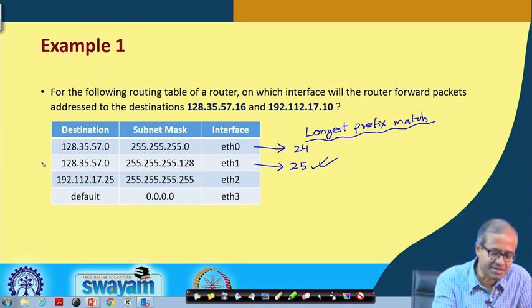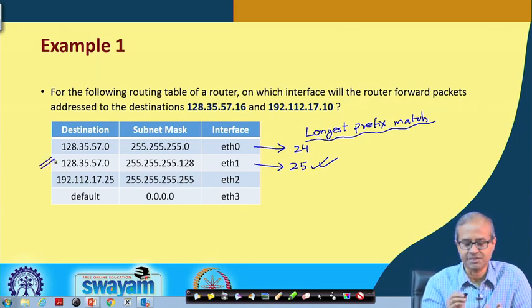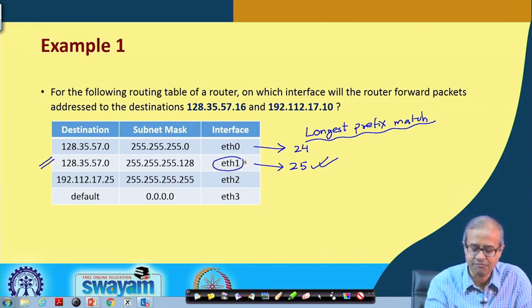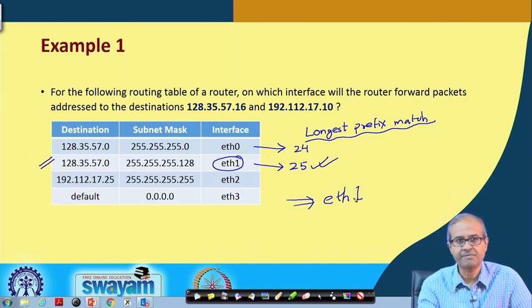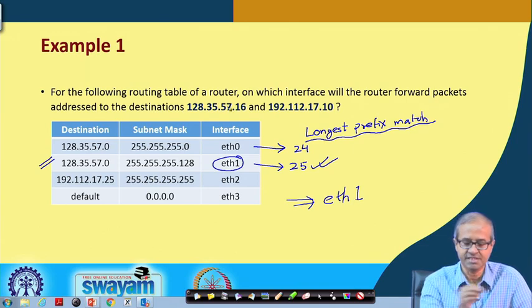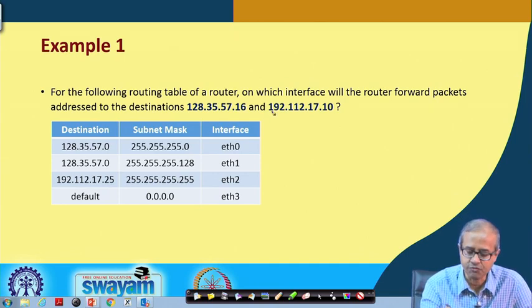So, it will be considered that for the second entry the match is found, and this packet will finally be forwarded to ETH1 interface, right. So, this is how forwarding will take place for the first one. Let us look for the second one now.